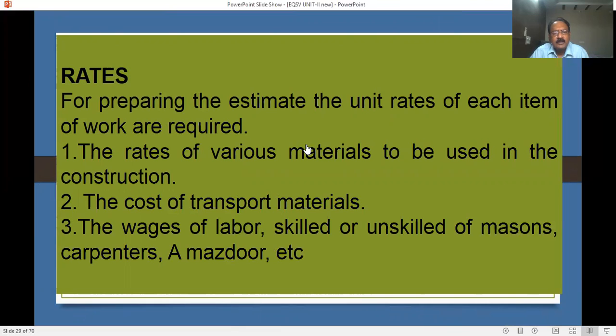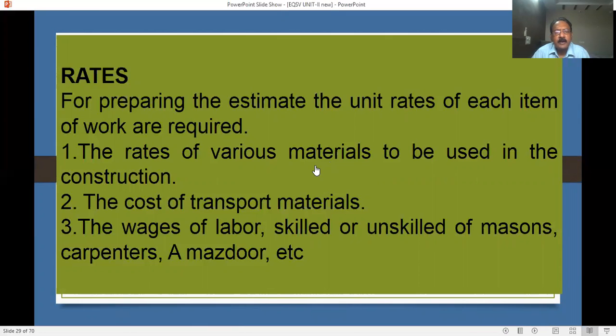Of course, we discussed that these are available in the SSR, but you should have knowledge of how to do rate analysis, which is also important in estimation. The rates of various materials to be used in the construction. You should know the cost of a cement bag. Nowadays it is 300 or 350, 320 rupees, it varies. Some time before it was 200, 250, but now 300 to 400. In the pandemic situation, it went up to 400 rupees for cement. Sometimes if there is no construction, it will come down again to 300 rupees. So you should know the cost of cement, and it will vary with your brand and company.